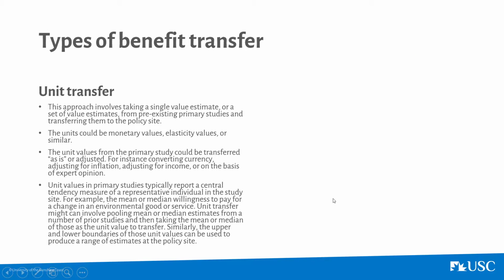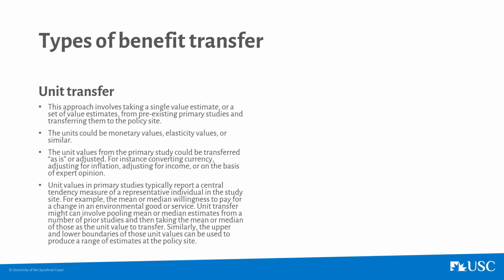So the first thing is this unit transfer. What this is about is taking a single value estimate, usually, or a set of value estimates from some pre-existing primary study and transferring them through to the new policy site. And those could be monetary units, for example, dollars, willingness to pay per month, like was in that Chinese green power example. They could be elasticity values.